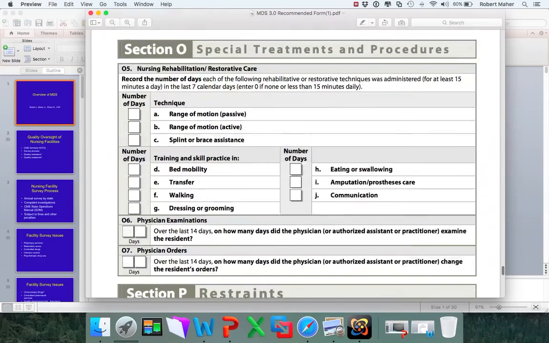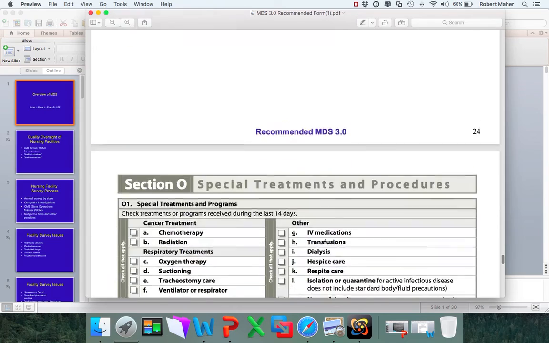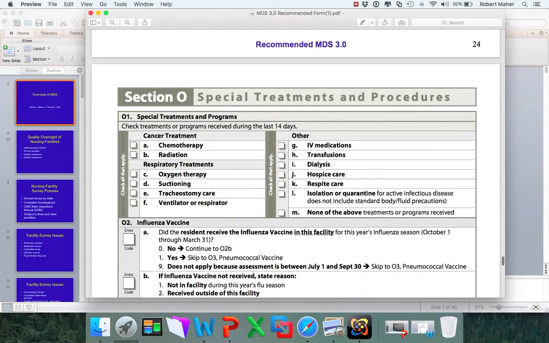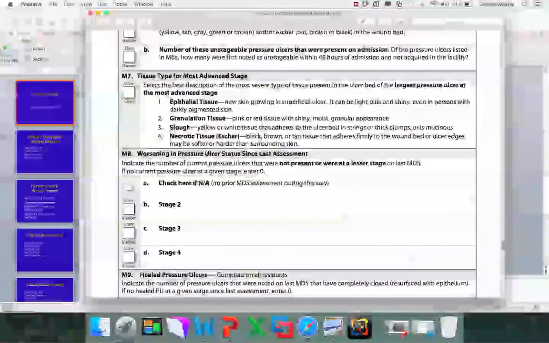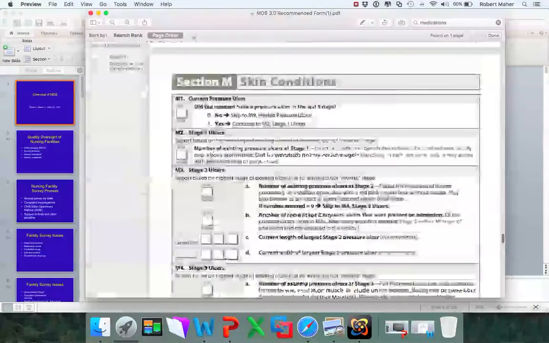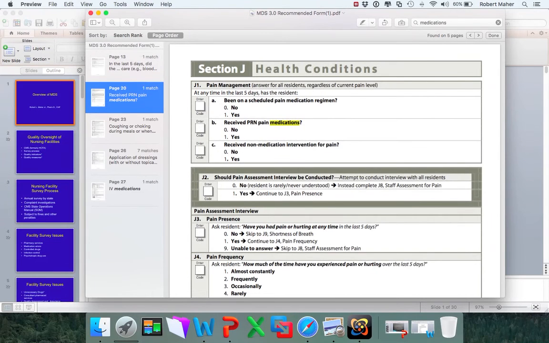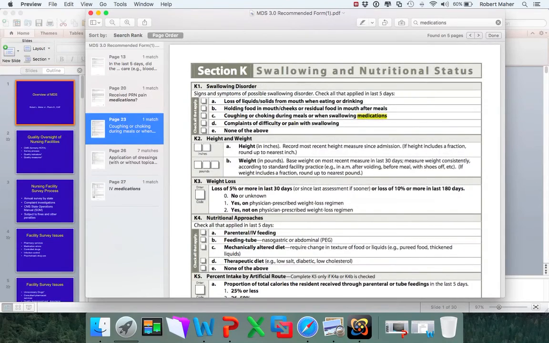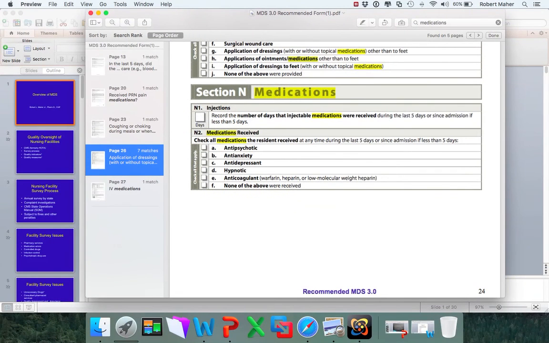I missed it here. Hold on a second. Section O used to be where we talked about medications, but they updated where medications are from the time. Here we go. Oops, that's section J. Here we go. Section N it is. So section N, it used to be section O.